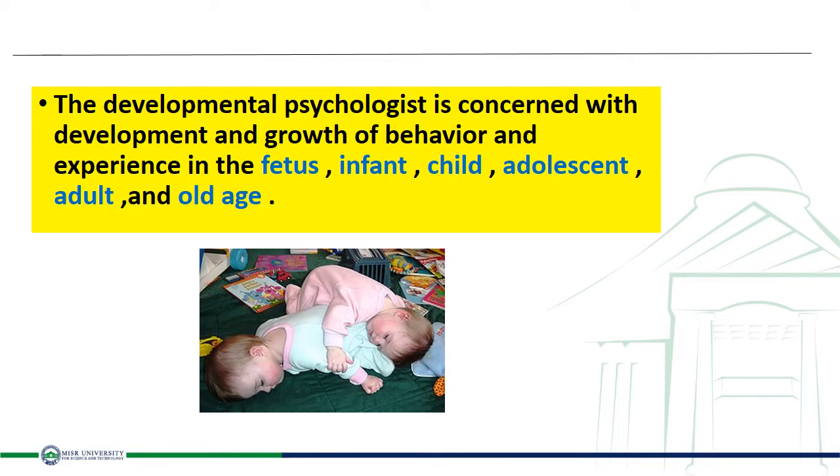What about the definition of the developmental psychologist? We can define the developmental psychologist as follows. It is a psychologist who is concerned with the development and growth of behavior and experience. I mean by behavior and experience overt and covert behavior. So it is the psychologist who is concerned with development and the growth of behavior and experience, overt and covert, in the fetus, infant, child, adolescent, adult, and old age.